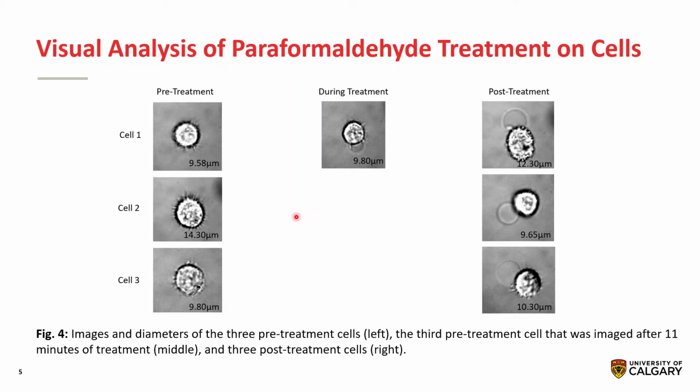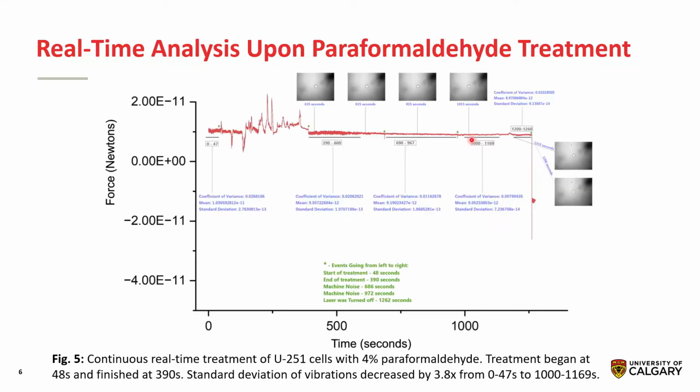Visual analysis throughout this experiment showed us that following treatment, cells would produce unique blebbing resulting from their apoptotic mechanisms engaging before the cell was fixed in place by the paraformaldehyde. This proves to us that cells treated with paraformaldehyde were in fact treated, and produced graphs as follows. As can be seen here, in this real-time graph of the force produced by the cells over time, in the first 47 seconds, we have the baseline vibrations of the cells that are then disrupted by the administration of PFA by the cell tram.